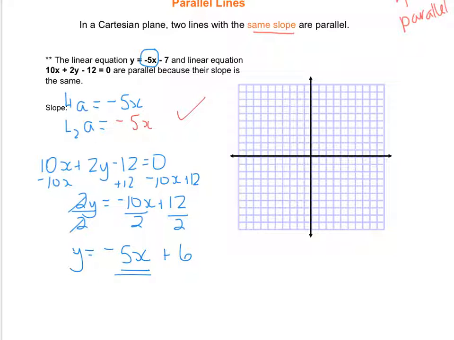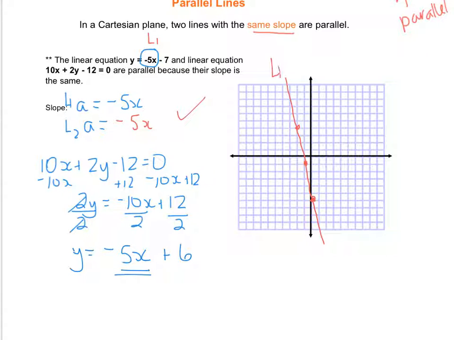And if I wanted to graph these, first line, so line 1, I'll make line 1 in red. I start at negative 7 because that's my y-intercept. 1, 2, 3, 4, 5. So negative 7. And I'm going to go down 5 and over 1. Okay, well, actually, I'm going to go up 5 since it'll go off the graph. So it's a negative slope. So it's going to look like this.